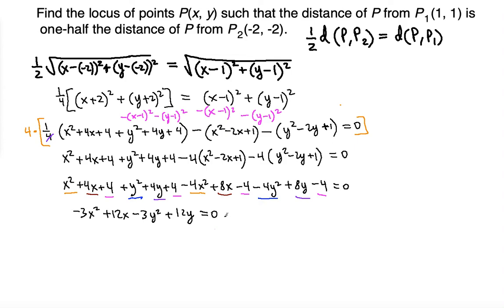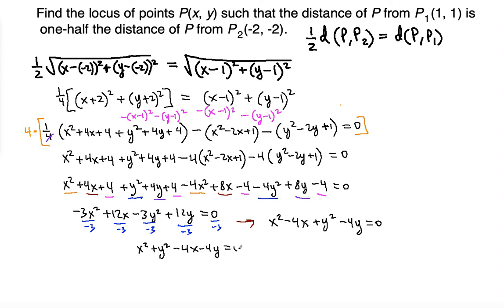So now what is this going to be? We have to still simplify this, right? So you want to divide both sides by negative 3. Notice all of these coefficients are divisible by negative 3, which is good. So what we get as a result is x squared minus 4x plus y squared minus 4y is equal to 0. Okay, so this is what we get. And we can reorder these terms. We can write them as x squared plus y squared, and then minus 4x minus 4y is equal to 0.